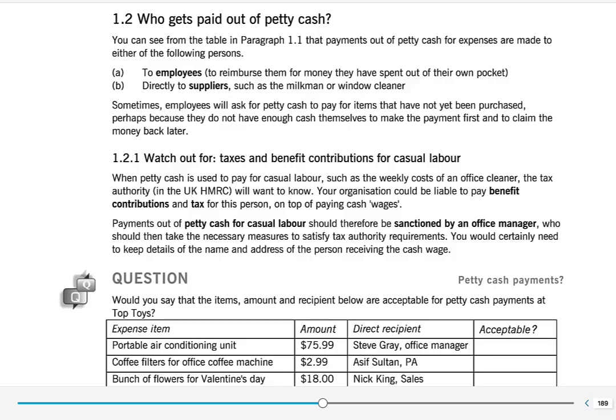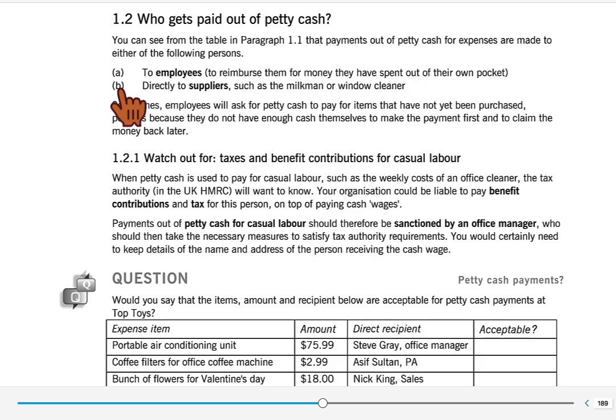Another example. An employee pays a taxi fare for a small work trip. They bring proof like a taxi receipt. Then petty cash refunds the employee. So remember this clearly. When we pay an employee from petty cash, it is usually a reimbursement. It means the employee already paid first. Now the business is paying them back.